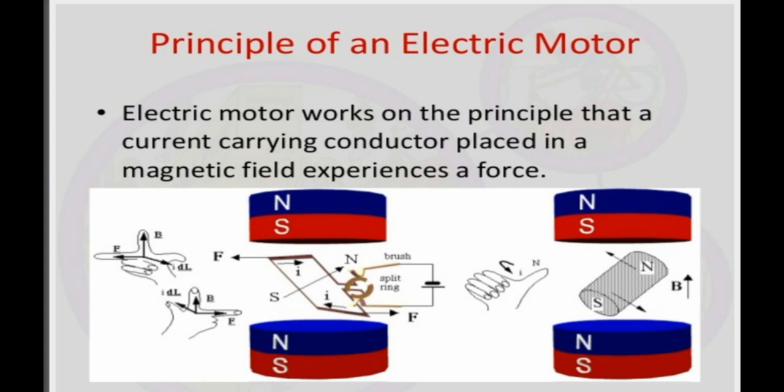So when an electric current is passed through a conductor placed at a right angle to the magnetic field, a force perpendicular to both the magnetic field and the current acts on the conductor. This makes the conductor move. The direction of motion of the conductor is given by Fleming's left hand rule, which we have discussed.